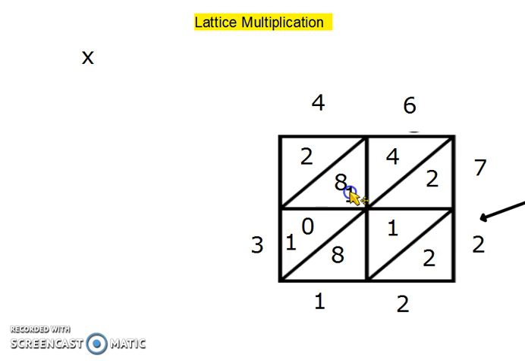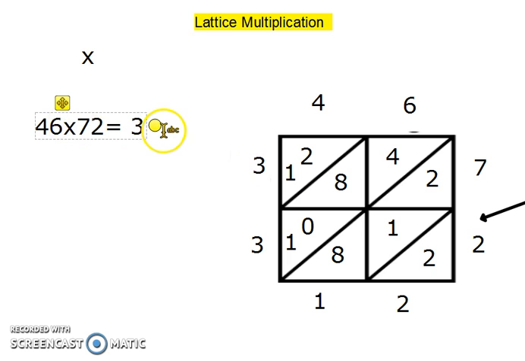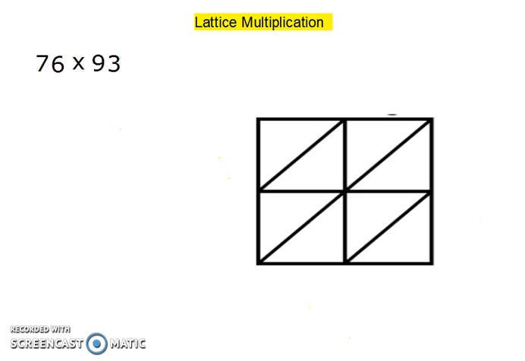Now we have 8 plus 4 is 12, plus 1 more is 13. So we put the 3 and we carry the 1 to the next column, and then we're left with the thousands column. So 2 plus 1 equals 3. So the answer to 46 times 72 equals 3,312. Okay, now we're going to do 76 times 93.